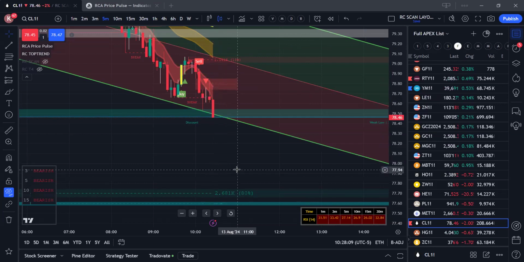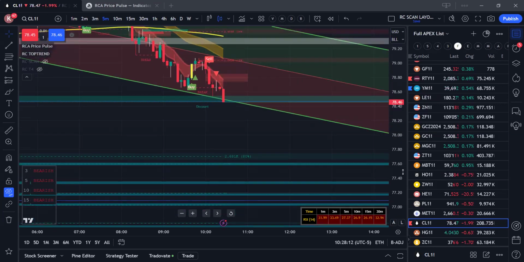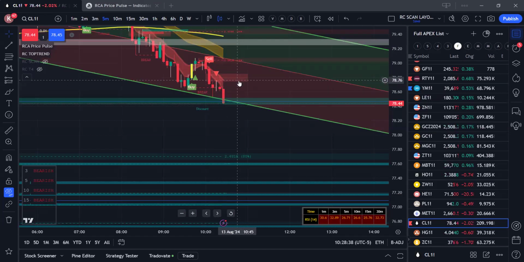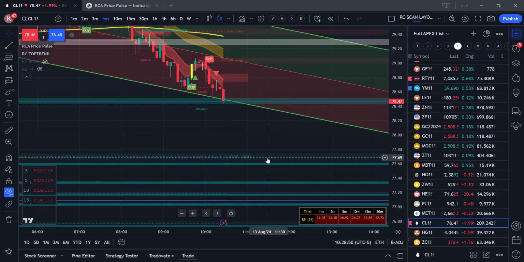If it breaks this area, then it can come all the way here. But again, I'll wait for a pullback to enter. I don't short crude oil right now. I'll wait for it to do a pullback and give a sell signal, then we can enter the short. You already got a sell here, nearly a $600 drop. There might be a small pullback and again it will come down.